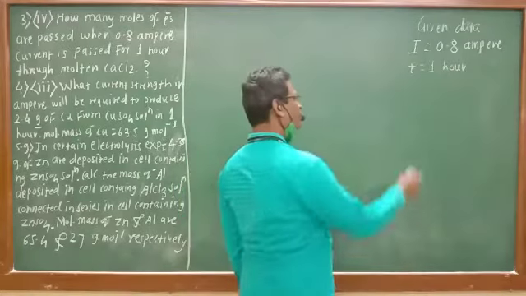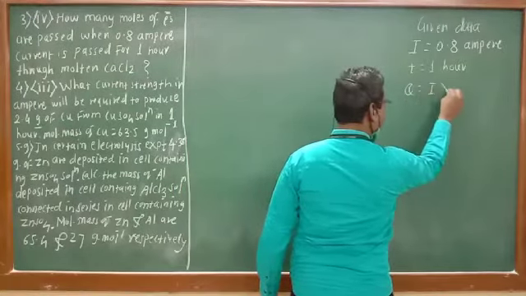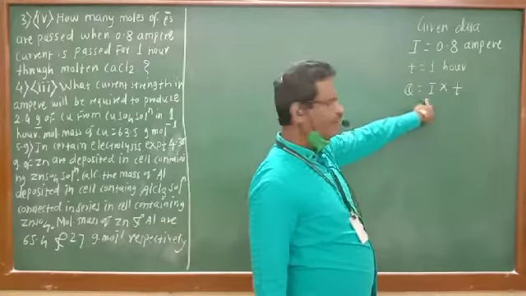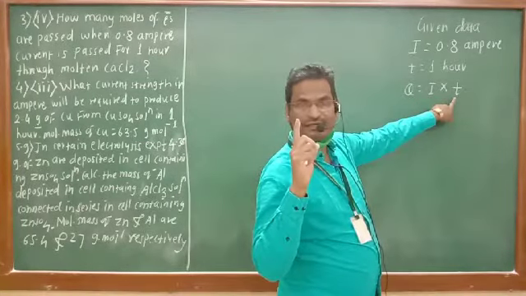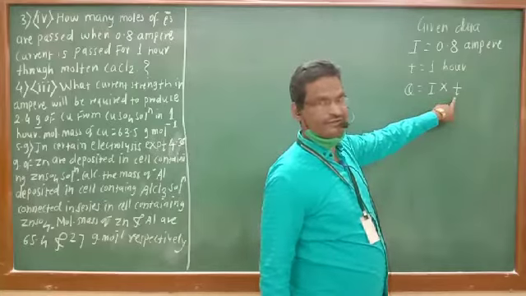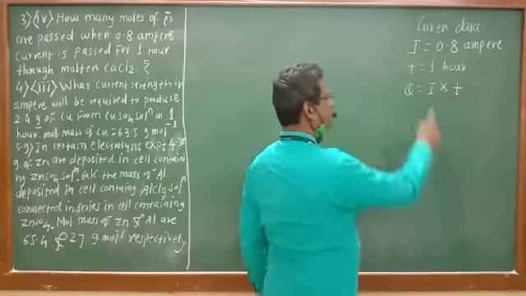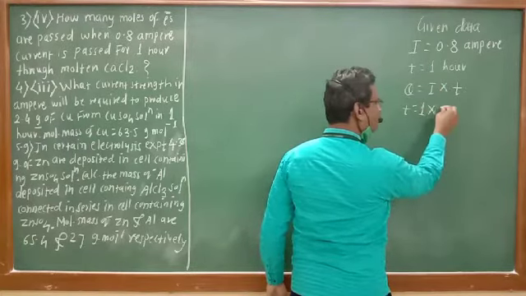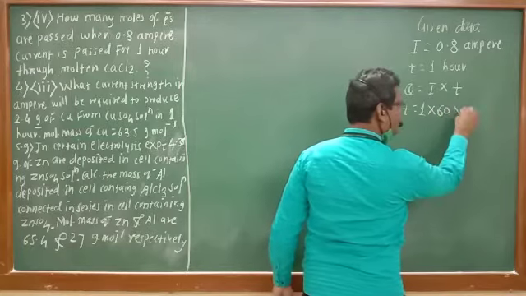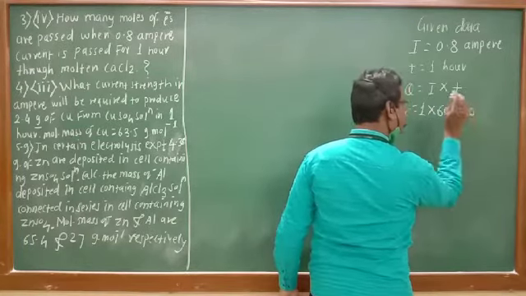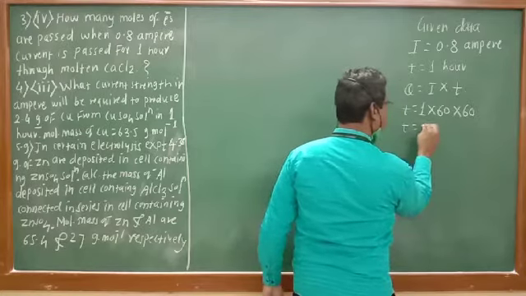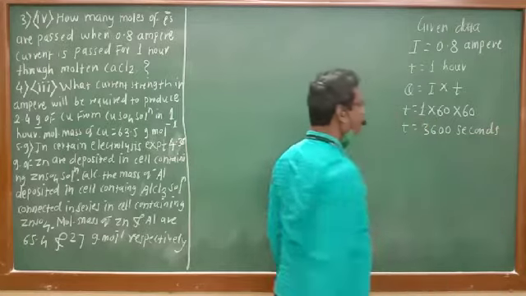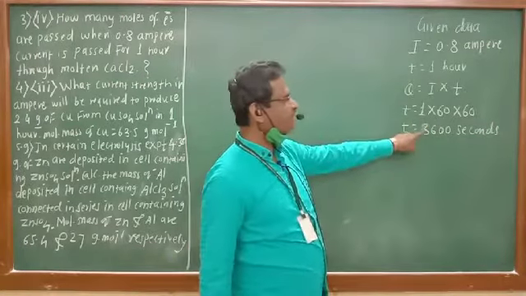Now we know Q is a product of I into T, but I is taken in ampere and T is the time taken in seconds, not hours. Therefore this hour must be converted to seconds. So T is equal to 1 hour multiplied by 60, so now it is minutes, multiplied by 60. Now it will be seconds, and that comes equal to 3600 seconds. 1 hour is equal to 3600 seconds.